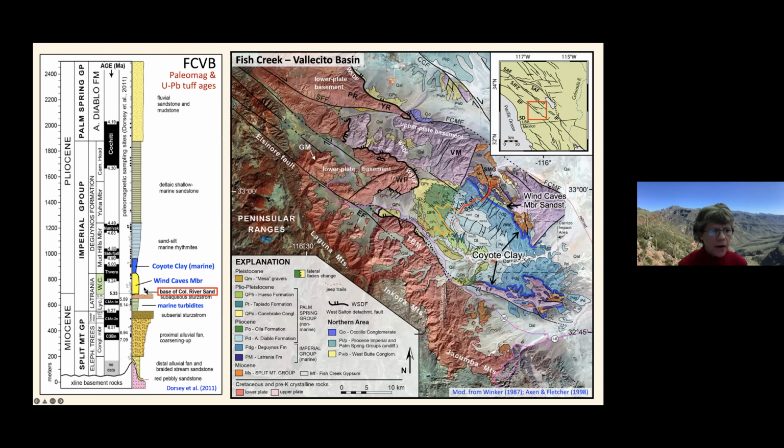And then above the Coyote clay, there's a thick section of sandstone-siltstone rhythmites and deltaic shallow marine sandstone that passes up ultimately into Colorado River sandstone. So the river finally gets out there after a couple of million years. And so we'll start with a quick look at the Wind Caves member.